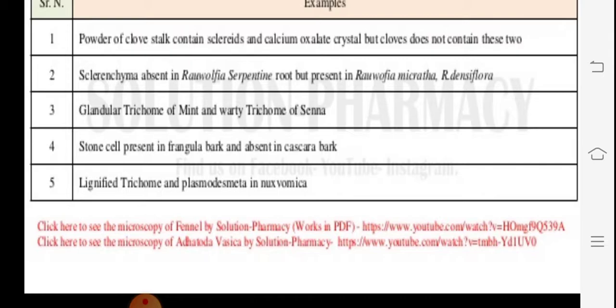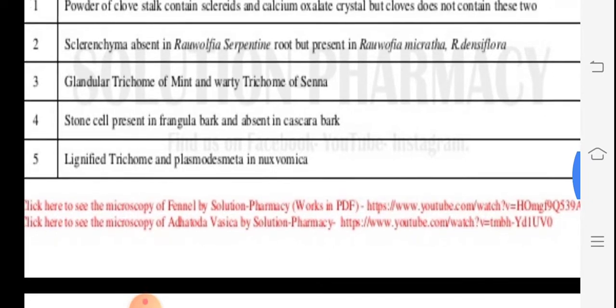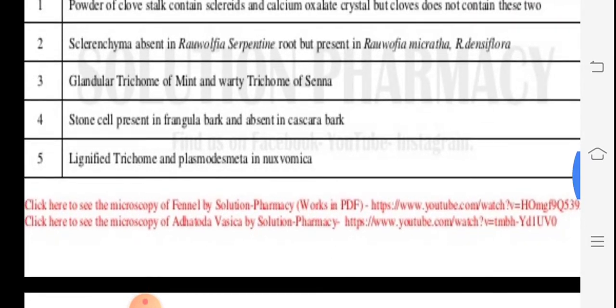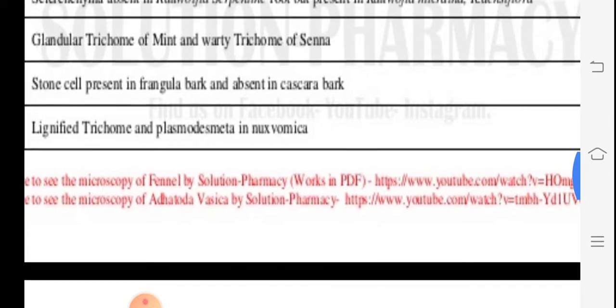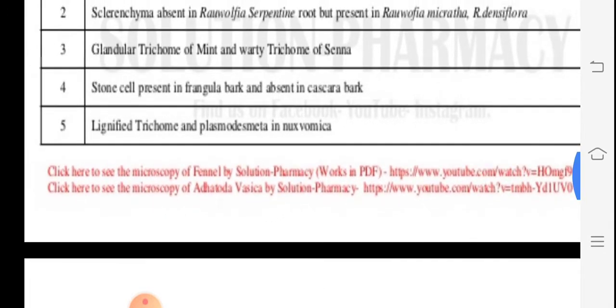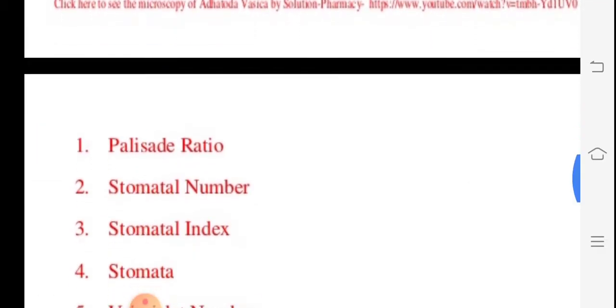Then secondly, glandular trichomes of the mint, that is pudina, and the warty trichomes of senna leaves, sonamukhi leaves have warty trichomes, epidermal hairs. Then stone cells, which are part of the xylem cells, are present in frangula bark and absent in cascara bark. So these are identifying standard characteristics, for standardization of the drug. Then lignified trichomes and plasmodesmata are present in the Nux vomica seed. Different workers have done this.